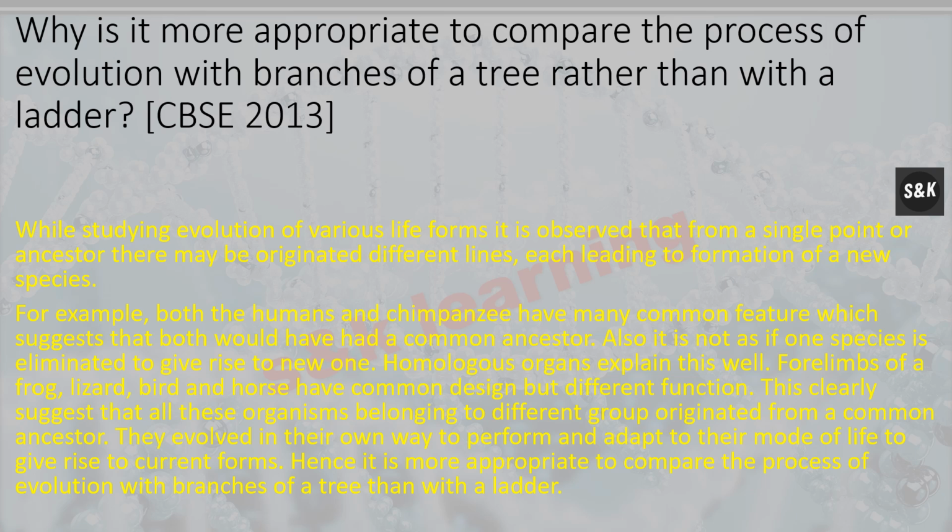Homologous organs explain this well. Forelimbs of frog, lizard, bird, and horse have a common design but different functions. This clearly suggests that all these organisms belong to different groups originated from a common ancestor. They evolve in their own way to perform and adapt to their mode of life to give rise to the current form. Hence, it is more appropriate to compare the process of evolution with a branch of a tree than a ladder.